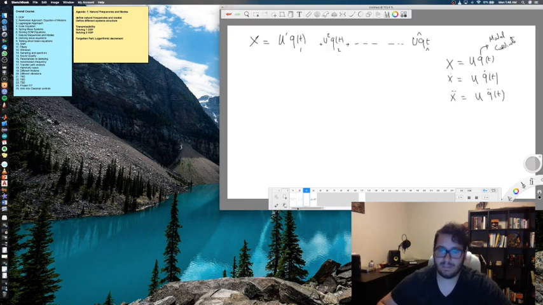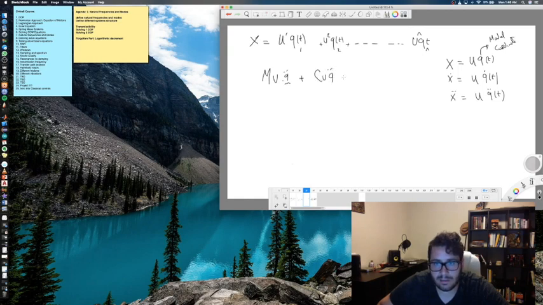So we're doing the same thing. Now that I can write this, I can write my M U times q double dot, plus my C U q dot, plus K U q, equal to f, right? Actually there's no U on the right side, just equal to f.